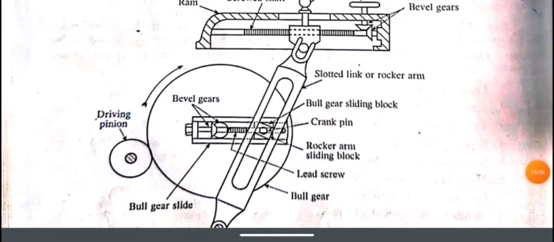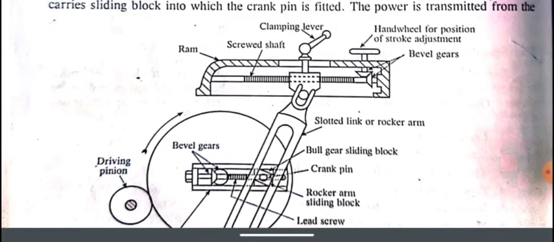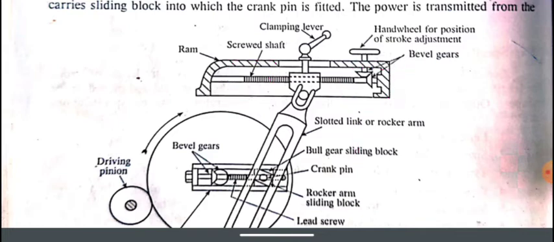Other than this mechanism, the conversion of rotary to reciprocating movement is done by bevel gears. Bevel gears will be there, and then the crank pin is made here and used for sliding the slotted link or rocker arm. Next, a screwed shaft is there, then bevel gears for adjustment of the stroke. So like this, these are the parts.